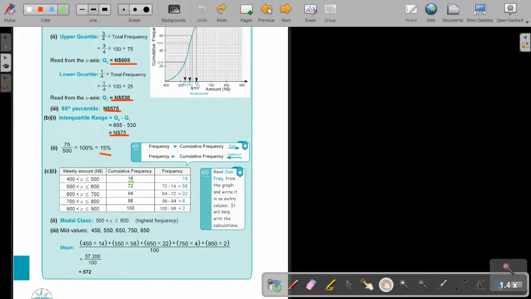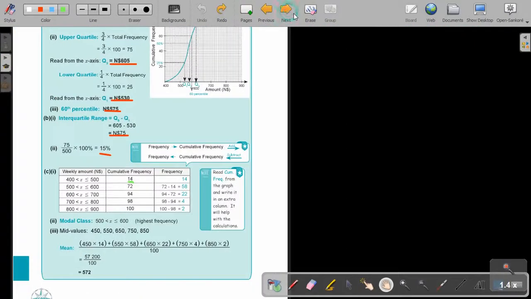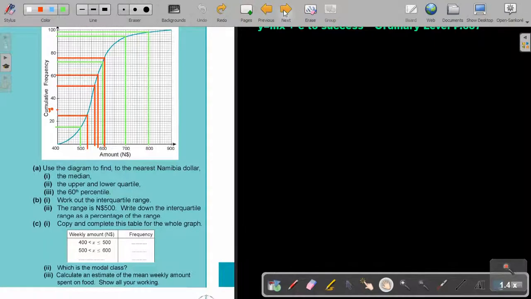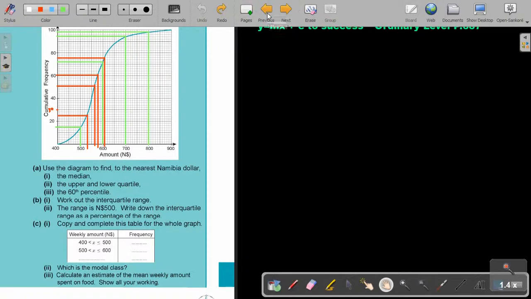Okay. And then they ask you, which is the modal class? It's the one with the highest frequency. Now, which one has the highest frequency? It looks like that, 58. Let's just go back. Okay, so the highest frequency is this one. So it's going to be, can you see, the 500 to 600. The highest frequency one. And then they go on, let's ask the next question.